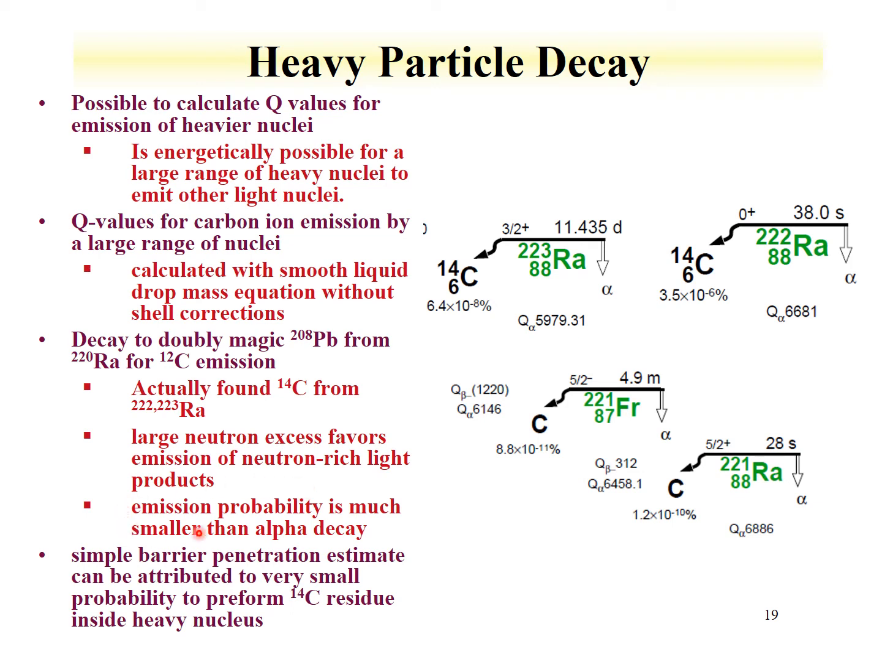Now this emission probability, if you look at the table of the isotope data, is extremely small compared to alpha emission. The barrier model that we discussed, however, can be applied, except the only difference between alpha particles and carbon nuclei would be their mass. And also, if you think about it, the probability of the preformation of a carbon-14 residual inside of a heavy nucleus is also small. So that's why we get very small probabilities.